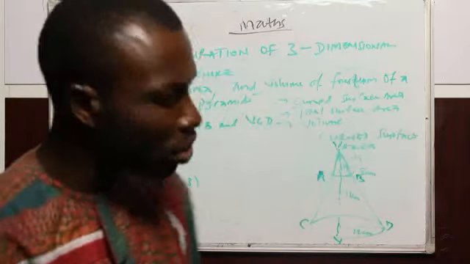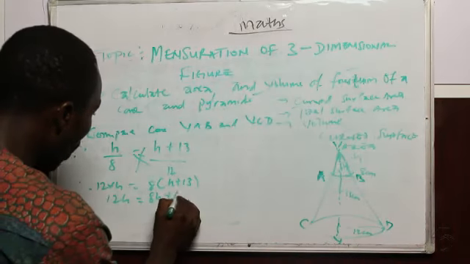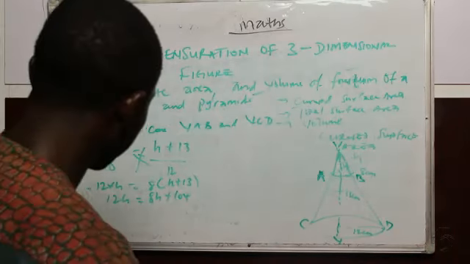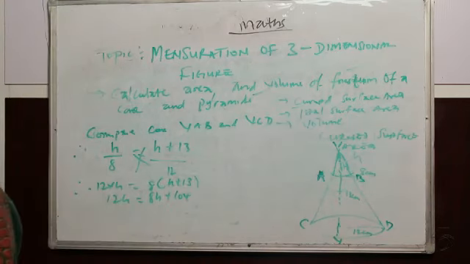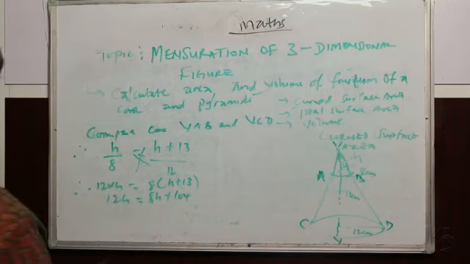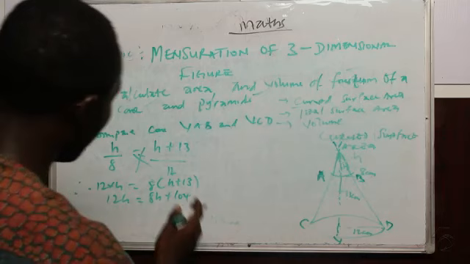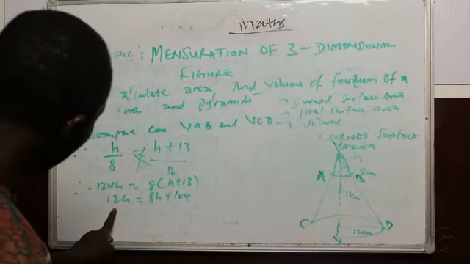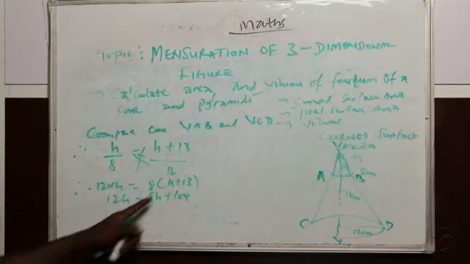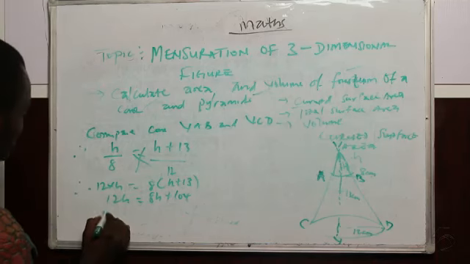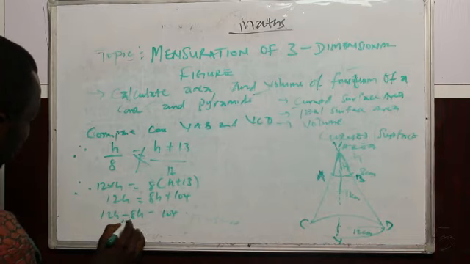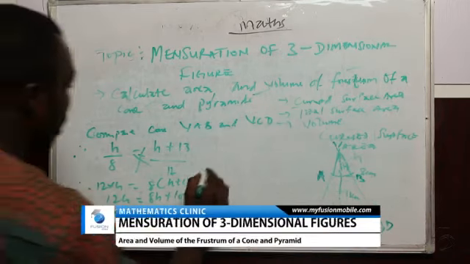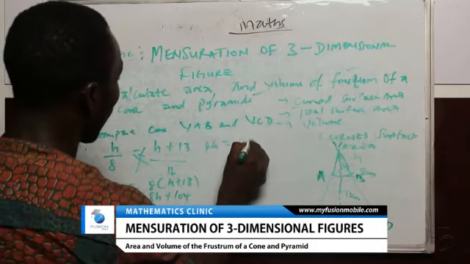In your calculator, it's supposed to give you 104. That's 8 times 13. Now we have 12H and 8H, so we collect the like terms: 12H minus 8H equal to 104. We have 4H equal to 104.